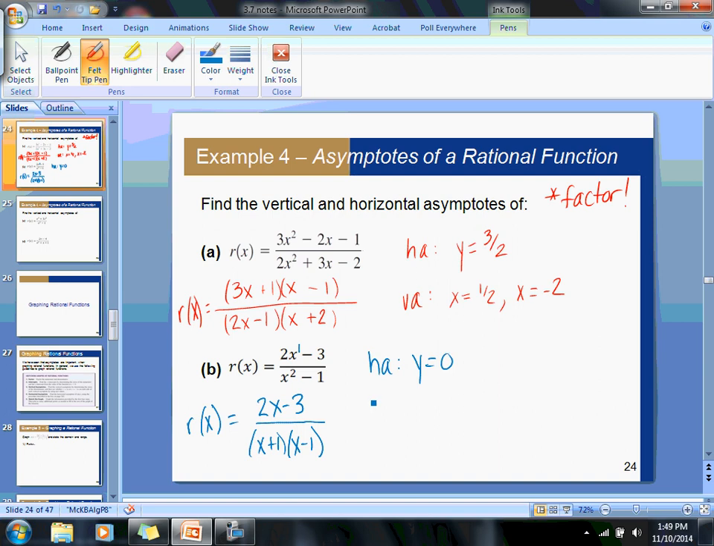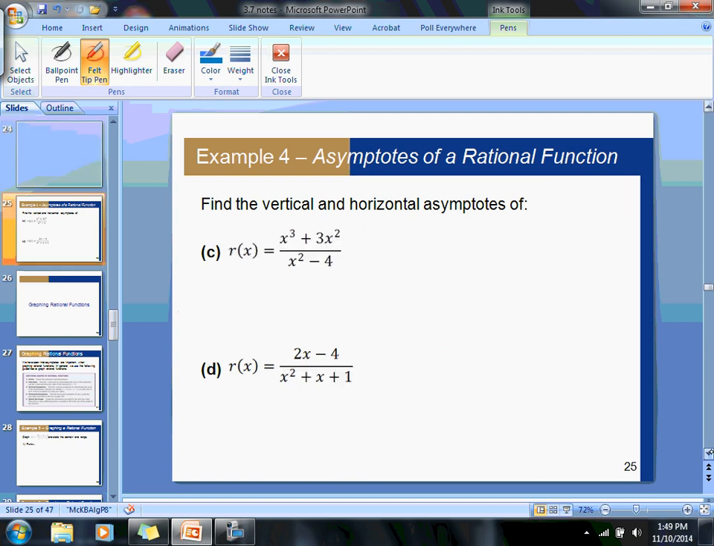And then for my vertical asymptotes, I'm going to get that information from my factored form here. It's the values that make my denominator 0. So it's going to be x equals -1 and x equals +1. Okay, so once you get the hang of these and once you know what you're looking for, they go relatively quickly.